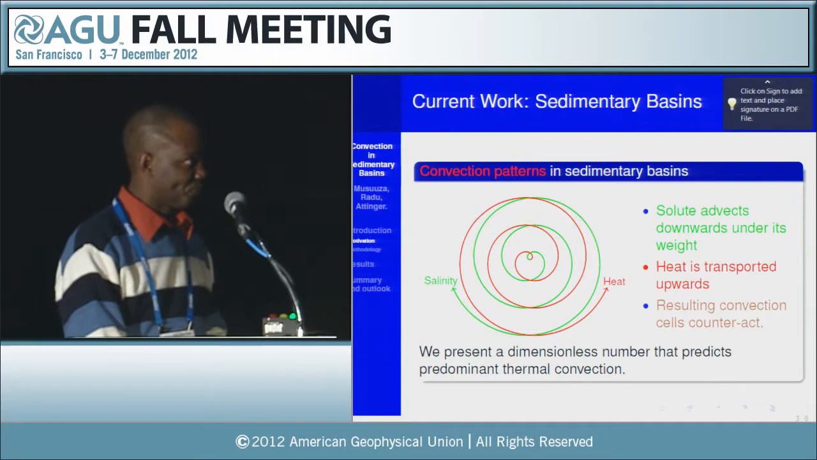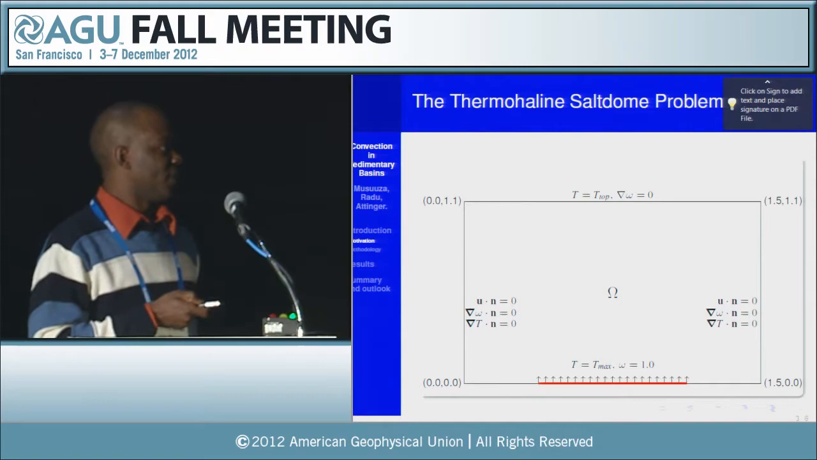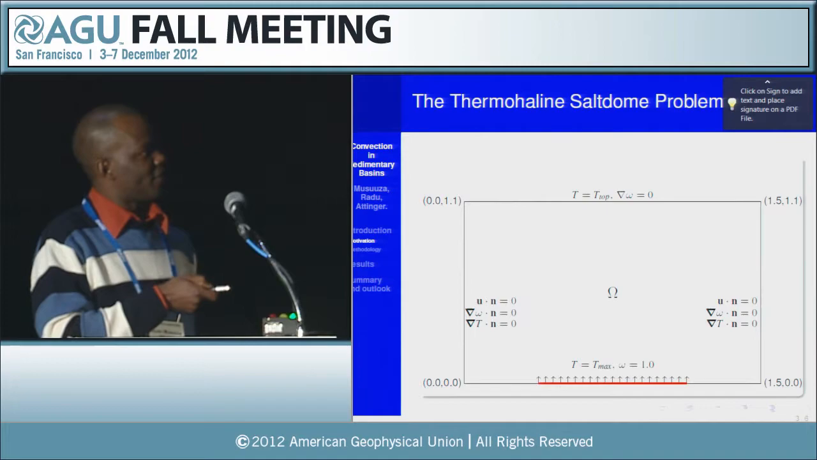The setting that we use is a so-called thermohaline salt dome problem. We have a constant temperature and mass fraction at part of the bottom, and also at the top, but the values at the bottom are higher than those at the top. And then the vertical boundaries have zero diffusive fluxes.